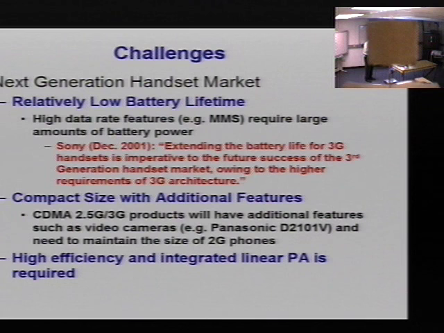But I know talking to these guys, there are stringent requirements on size. You can't do crazy things. And that's why we're trying to fit everything onto a 4x4 or 5x5 millimeter packaged part. And it's very, very difficult.